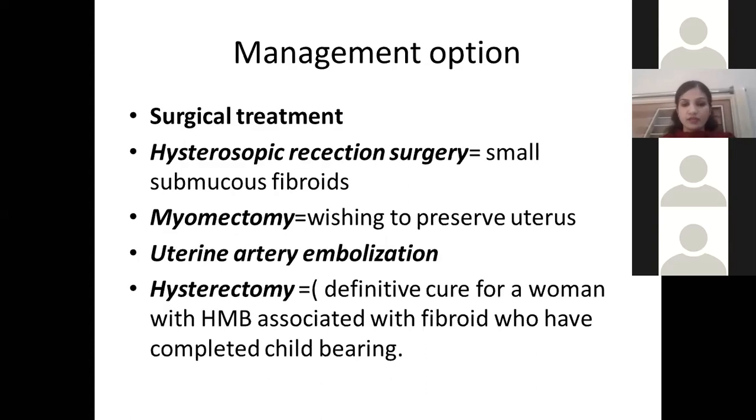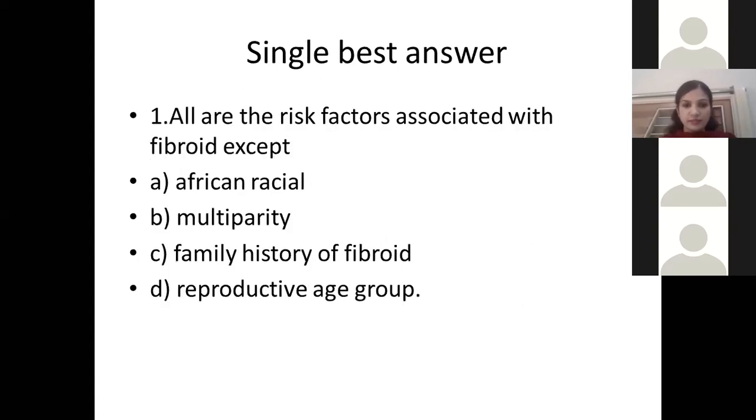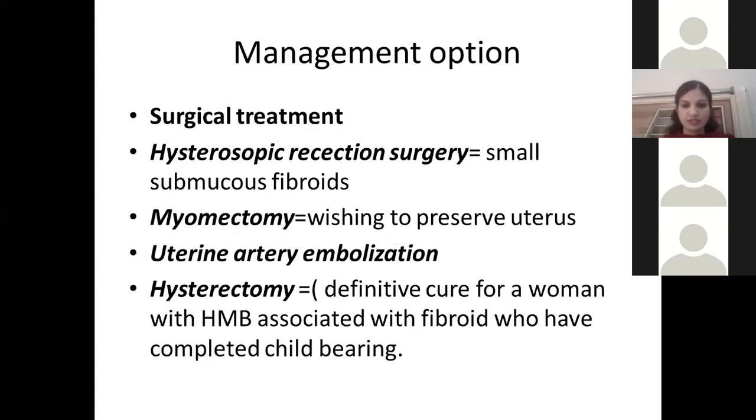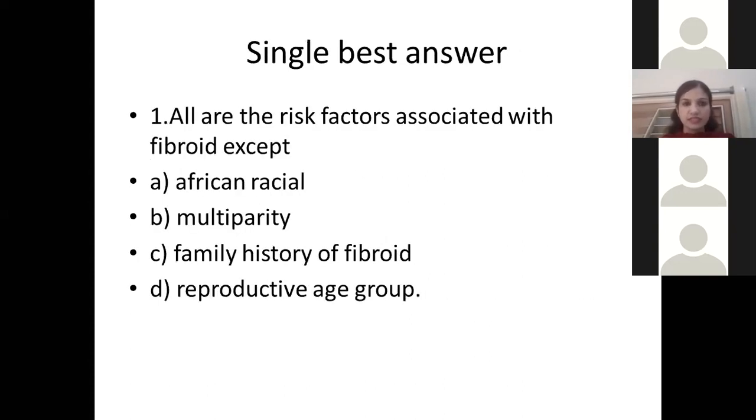Okay, so I hope all these things are clear to you. I have some questions here. You can answer these questions. Let us start with the first single best answer. All are the risk factors associated with fibroid except: African race, multiparity, family history of fibroid, reproductive age group. You can text also.